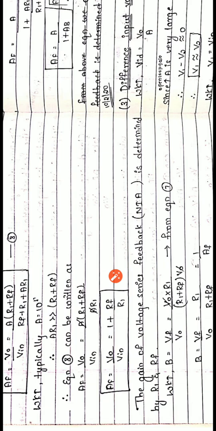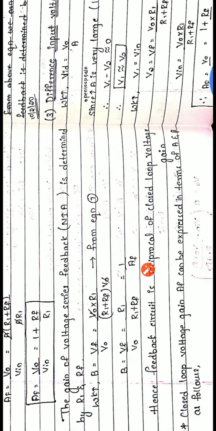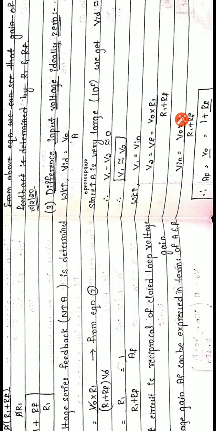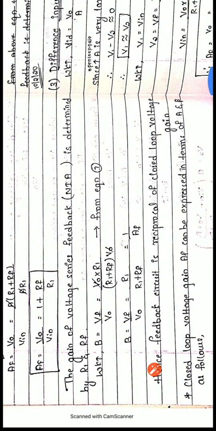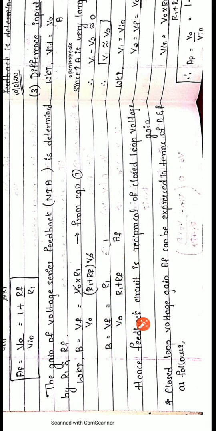Using the circuit diagram, we have derived this one. Now the relation between this AF and beta can be obtained in the next explanation. Listen here. The gain of the voltage series feedback, that is the non-inverting amplifier, is determined by R1 and RF. So we know that beta is nothing but Vf by V0. Vf is nothing but V0 into R1 divided by R1 plus RF. Now substitute that here. So what I will get is V0 into R1 divided by R1 plus RF, into V0. So V0 gets cancelled here, and we will get R1 divided by R1 plus RF, right? So we can say that beta is nothing but this much.